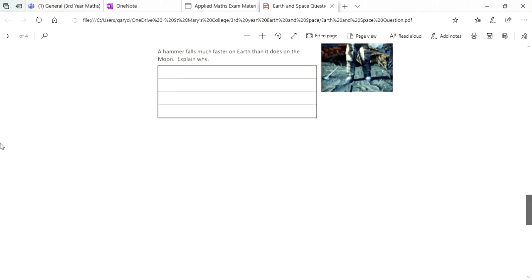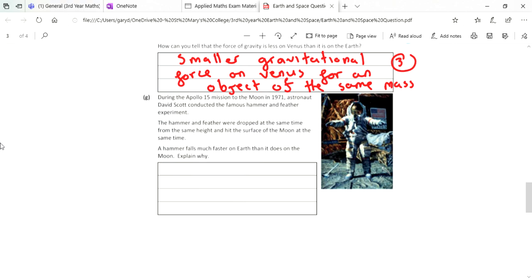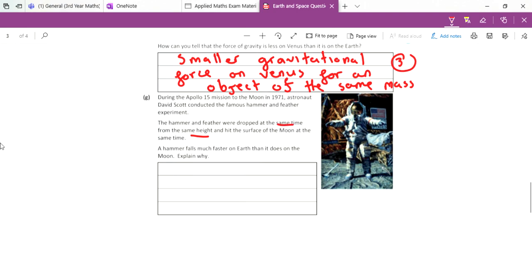And the very last question, the hammer and feather were dropped at the same time from the same height and hit the surface of the moon at the same time. A hammer falls much faster on Earth than it does on the moon. Why? Well, on Earth there is greater gravitational force, so objects fall faster.